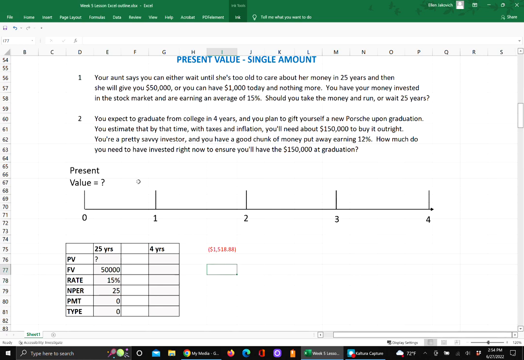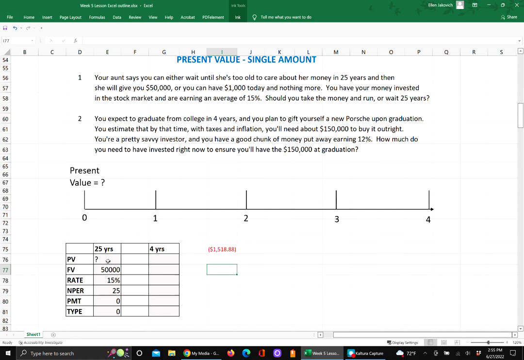Let's do the second one. We expect to graduate from college in 4 years, and you plan to get a new Porsche once you graduate. You figure that Porsche will be about $150,000 to just buy with cash at that time. You have some money put away earning 12%. How much do you need right now to ensure you'll have $150,000 at graduation? You'll compare our result from this problem to what you actually have put away, and then you'll know if it will grow to 150,000 or more.